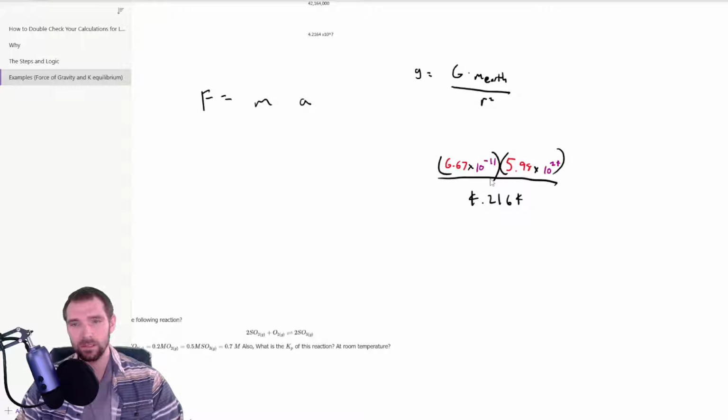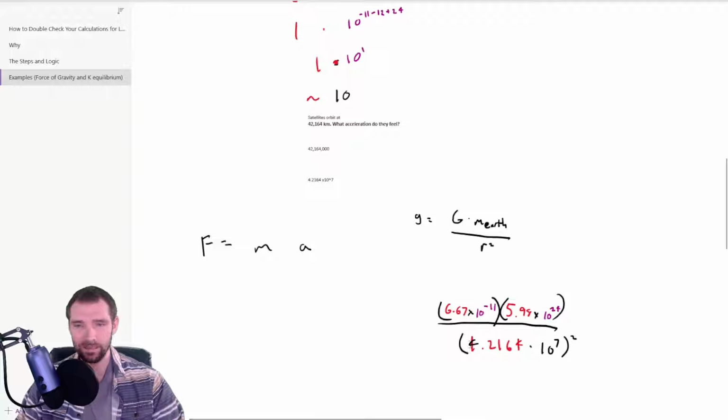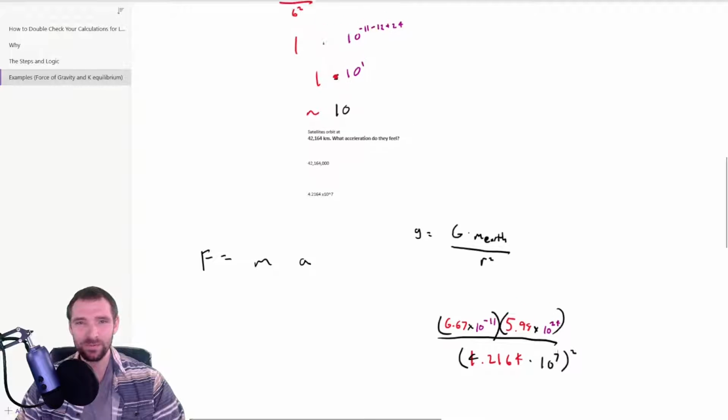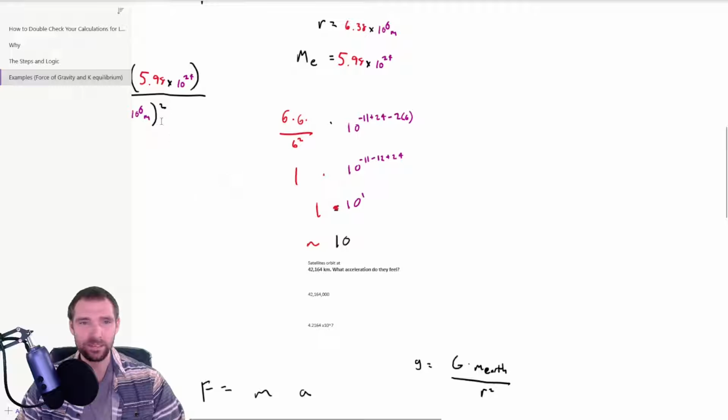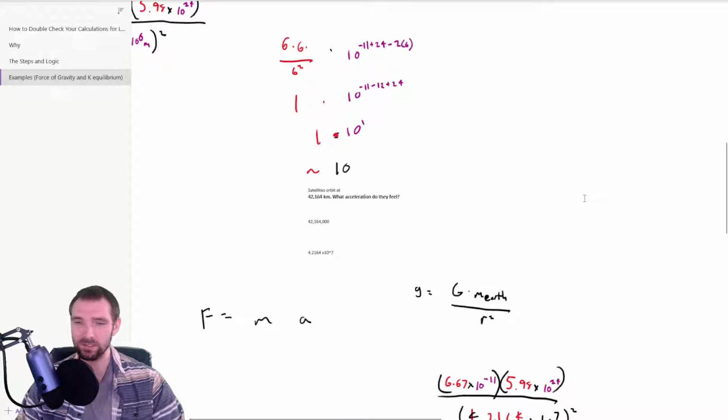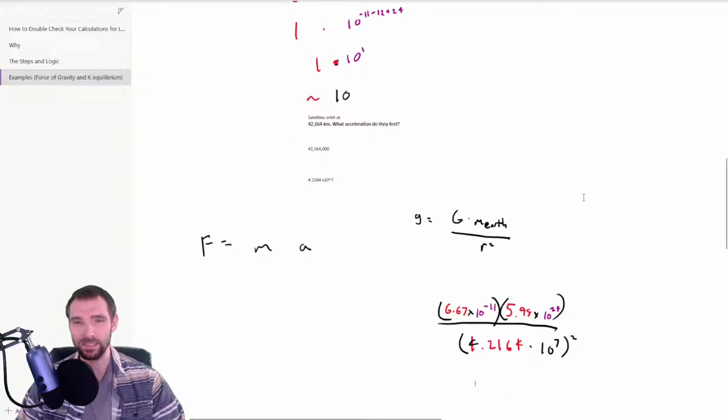4.2164 times 10 up to the 7th power. So if we look at this number, we've got something in the denominator here that's 10 times bigger, and it's being squared, so it's going to be 100 times smaller. Our acceleration is what you should be getting. Just giving me a rough estimate.